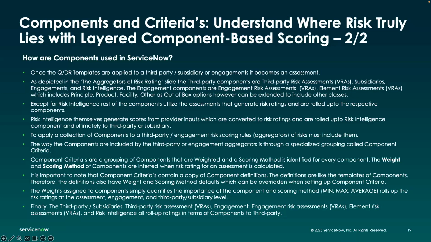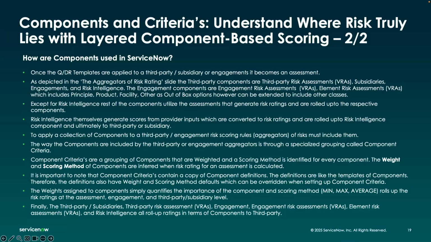Now, the key question is, how do we control how much each component contributes to the overall risk rating, and which components contribute at all? That's where component criteria come in. Component criteria are specialized configurations that define which components should be included in the risk scoring, the weight each component should carry, how important it is, and the scoring method, whether to use the min, max, or average value from the selected components.